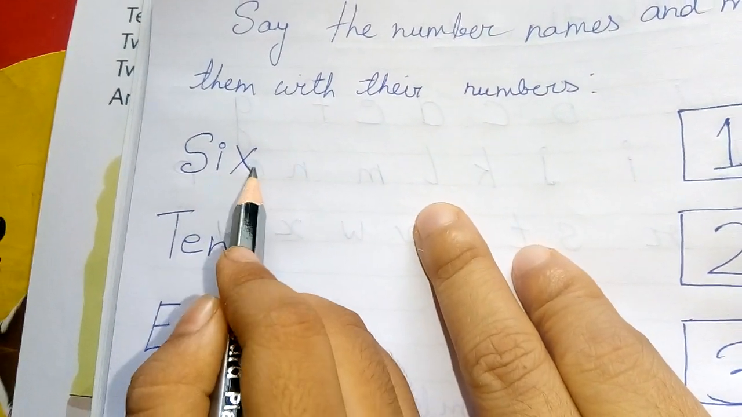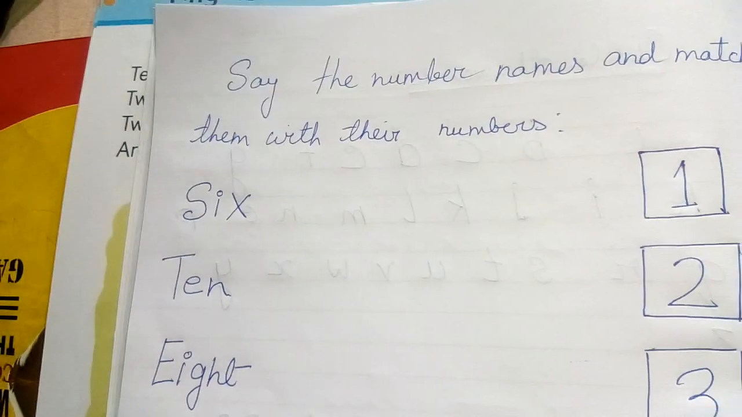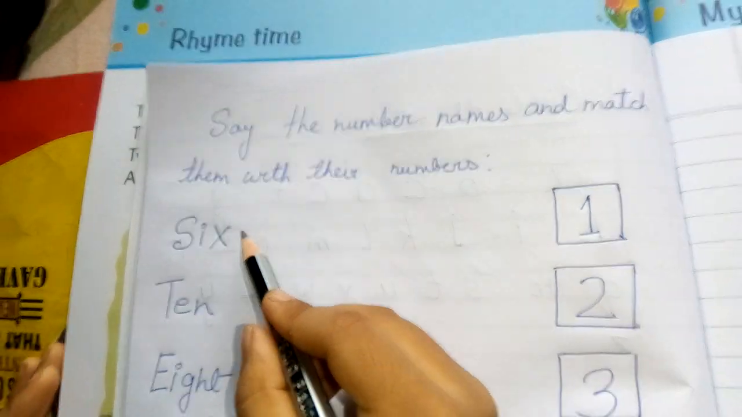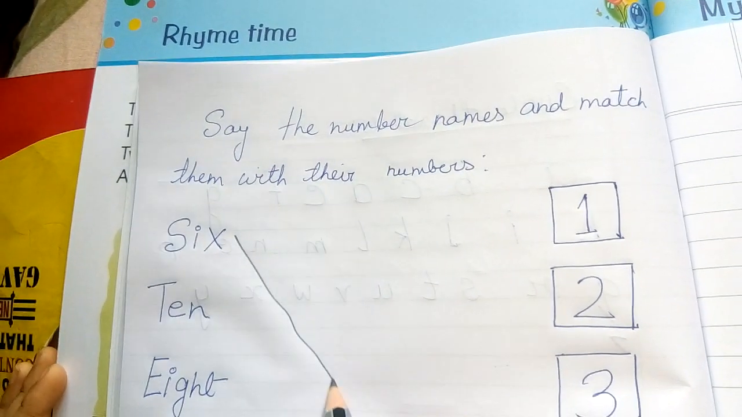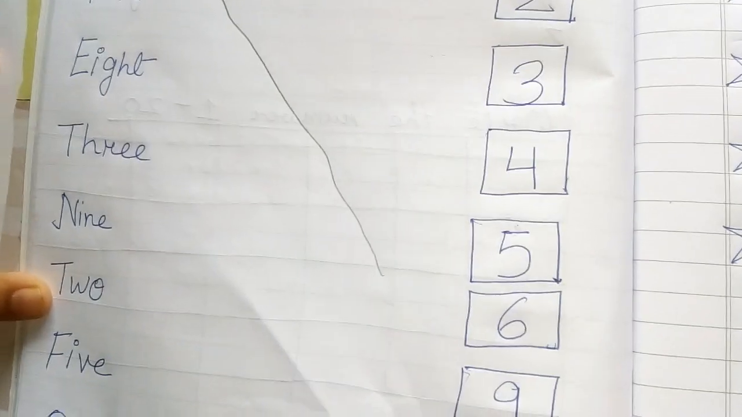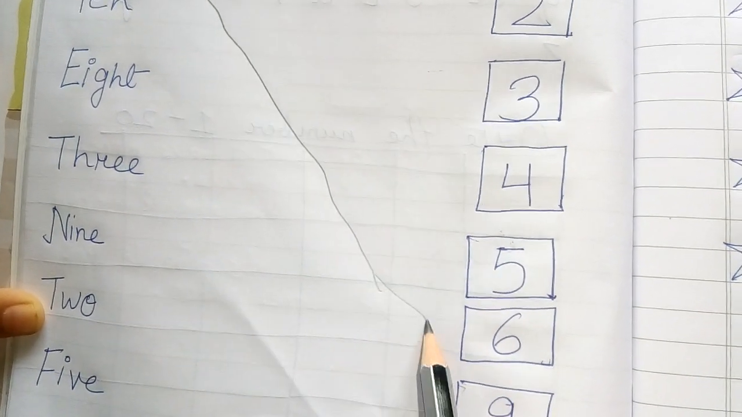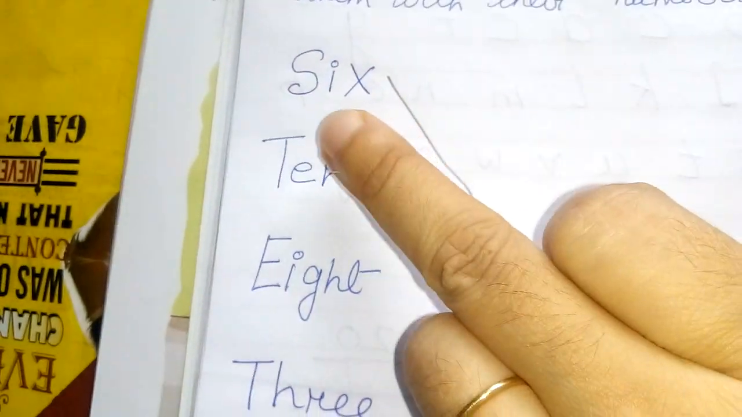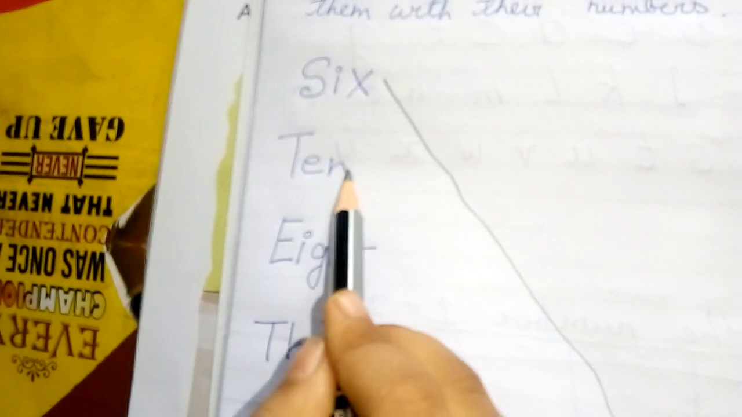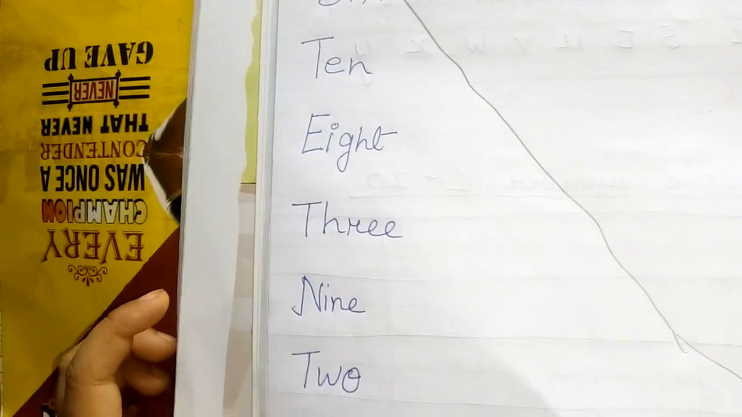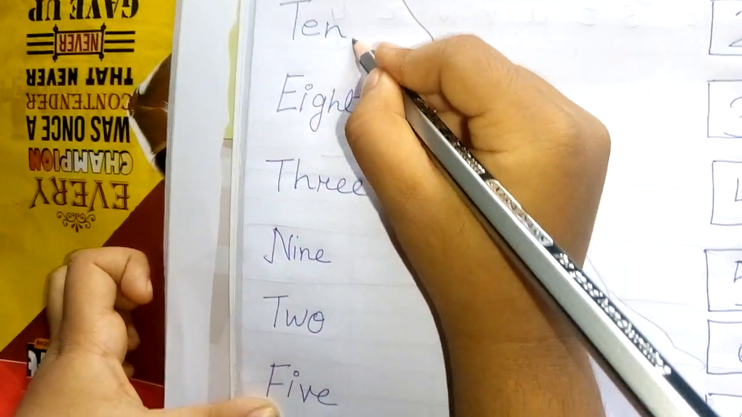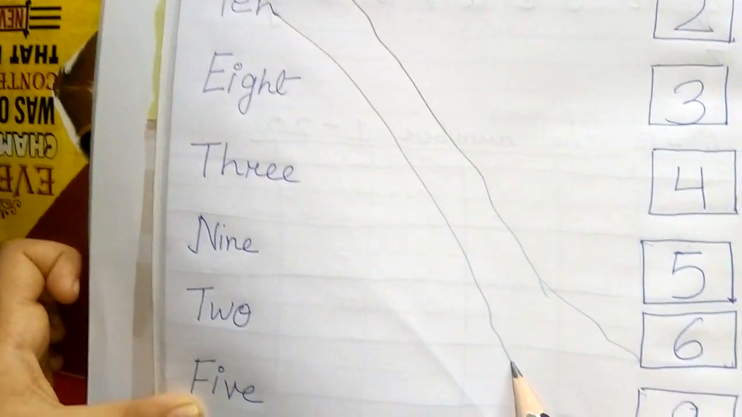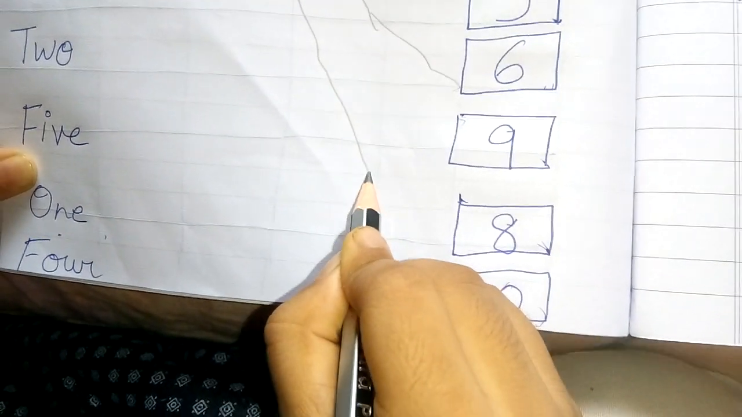Spell S-I-X. 6. So where is 6? 6 is here. Yes. Six. Then next, what is this? T-E-N. 10. Yes. Where is 10? Ten is here. So bring. Yes. Bring.